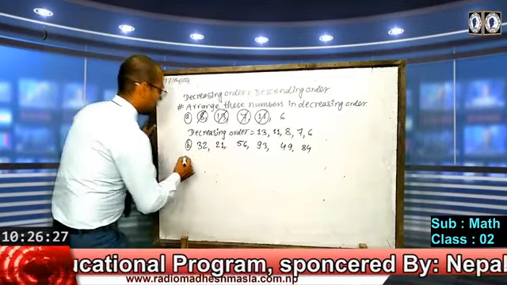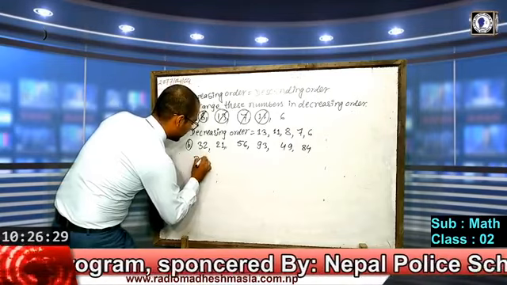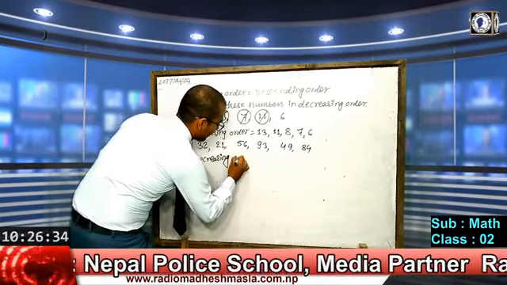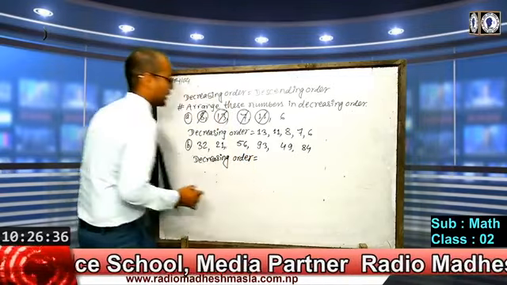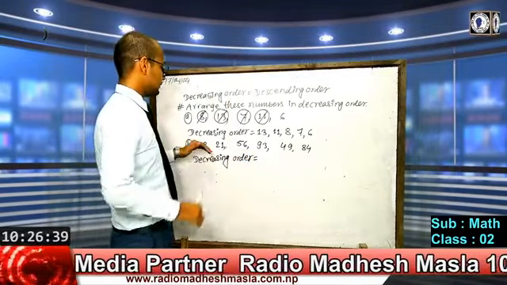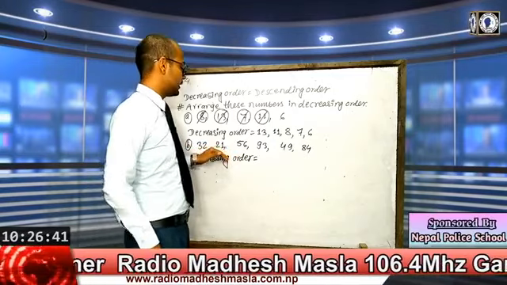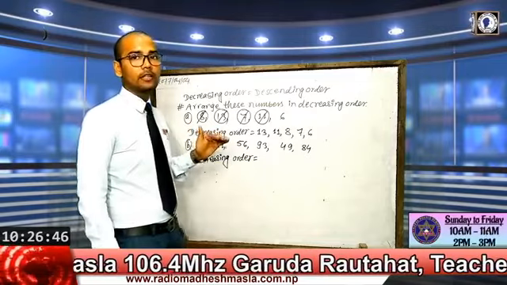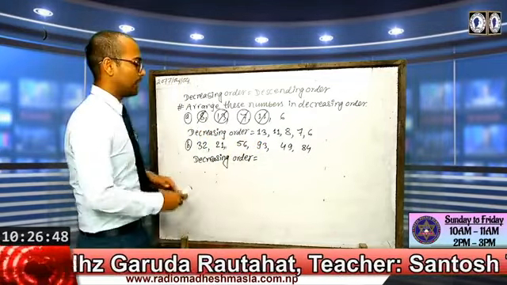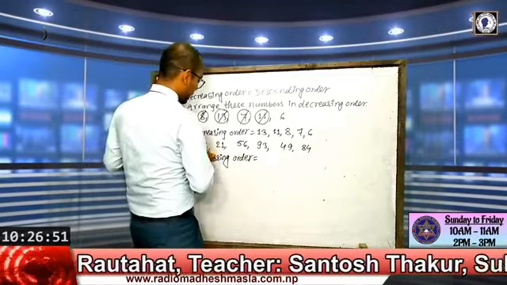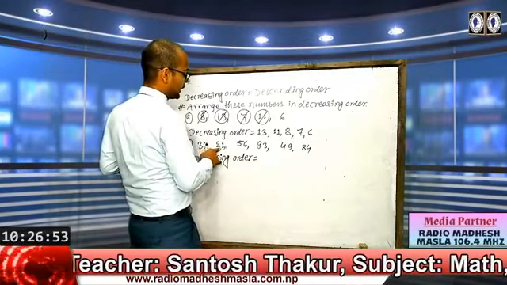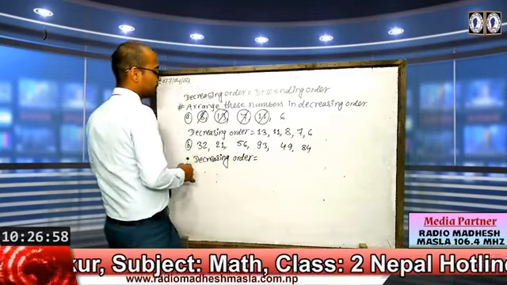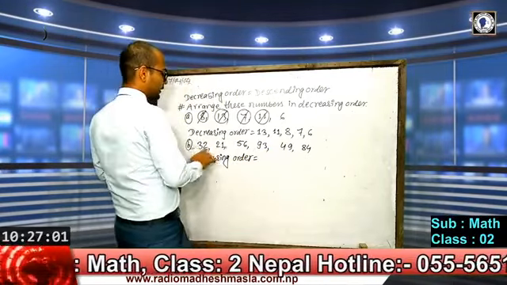So here, decreasing order. While writing these numbers in decreasing order, we should first select the greatest number from all of these. Among these all, the given numbers are 32, 21, 56, 93, 49, 84. So students, here we can compare these numbers.